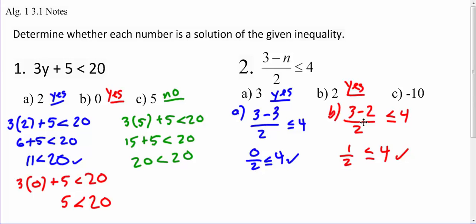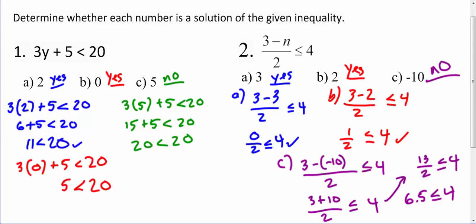Why don't you pause the video and do part C and then hit play and see how your answer compares to mine. Okay, you can see my work on part C. I was running out of space, so I had to kind of slide over here. But essentially, 3 minus negative 10 is the same as saying 3 plus 10. And we know that 13 halves is more than 4. And this says it's supposed to be less than, so we would just simply write no.